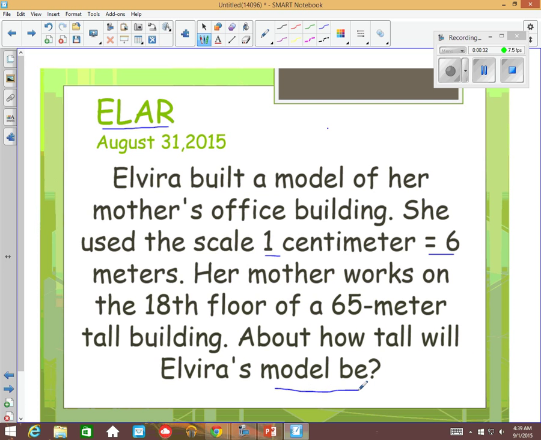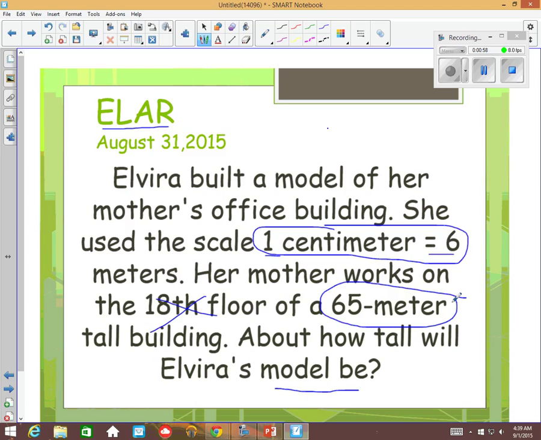Let's get rid of information we don't need. We do not need to know what floor she works on. We do need to know that 1 centimeter is equal to 6 meters. And we do need to know that it is 65 meters tall. Okay? So if you want to know about how tall the model will be, and we're changing it.